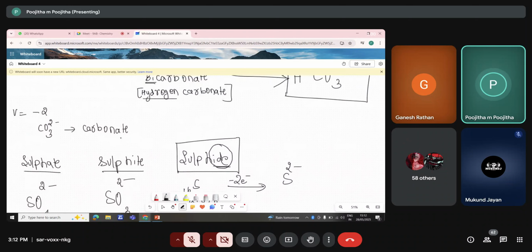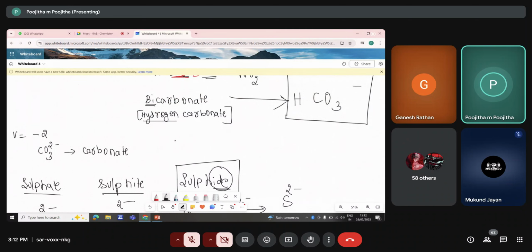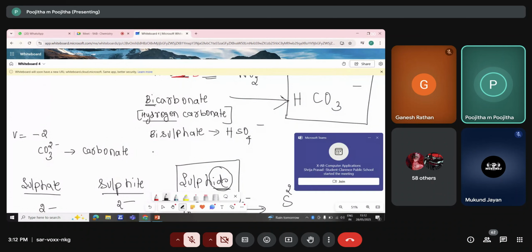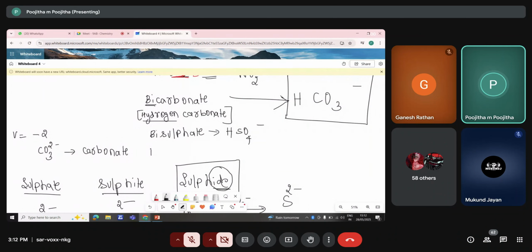Now I'll go to valency minus 1. Why I'm teaching this is that when I come to valency minus 1, bisulfate and bisulfite, it becomes easy. So bisulfate. Sulfate was what? SO4 having 2 negative charge. Bisulfate or hydrogen sulfate. H is H plus, so remove one positive and negative charge. So bisulfate is HSO4 minus. Similarly, bisulfite is nothing but HSO3 1 minus.